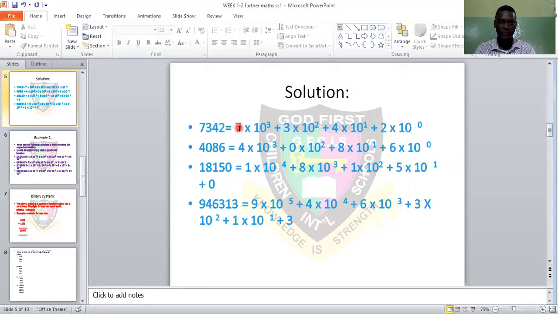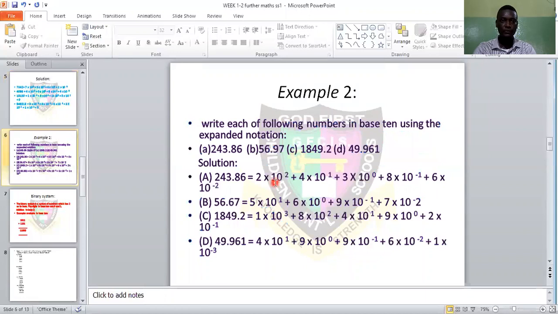So if you start from the first part, 7 times 10 raised to the power 3, plus 3 times 10 raised to the power 2, plus 4 times 10 raised to the power 1, plus 2 times 10 raised to the power 0. The same goes for the next one, 4086. We have 0, 1, 2, 3. For this other one, 0, 1, 2, 3, 4. That's why the highest power here is 4, and so on and so forth. I think that one is explanatory enough.